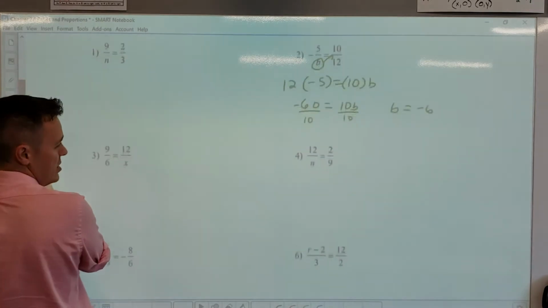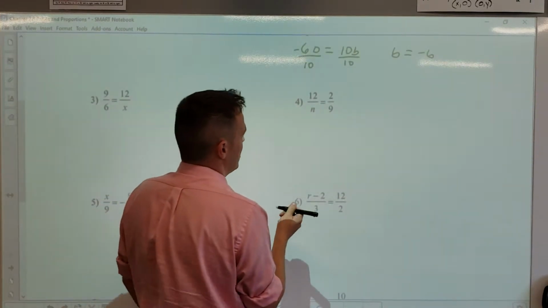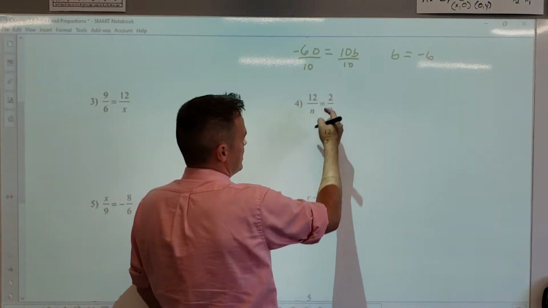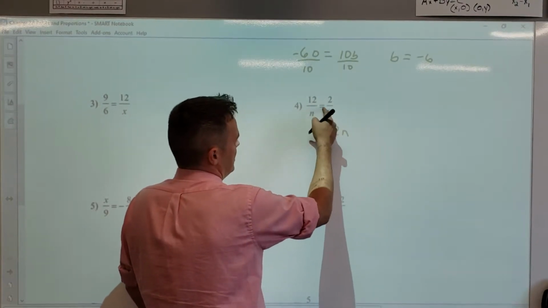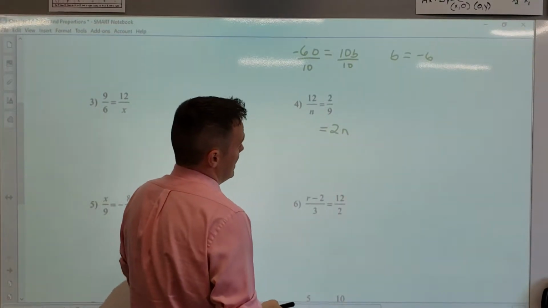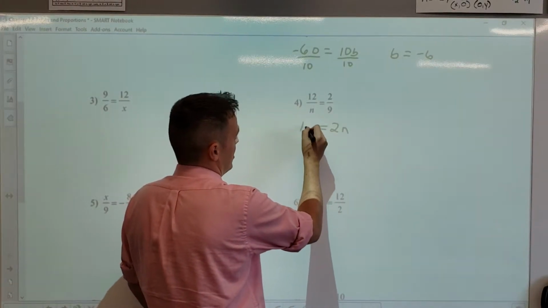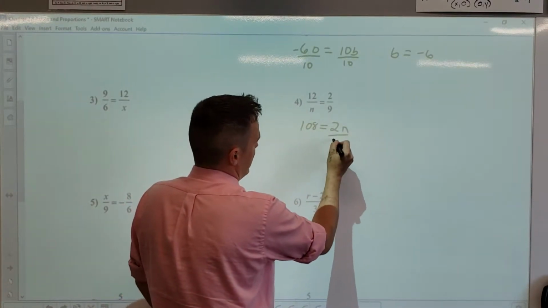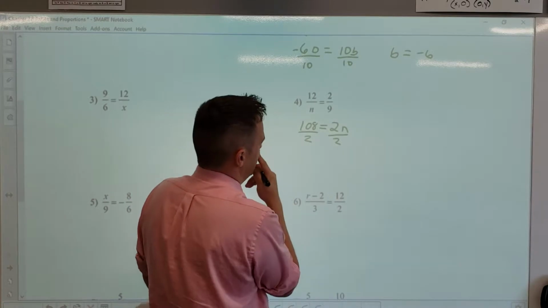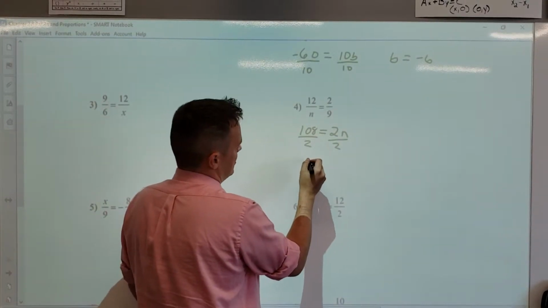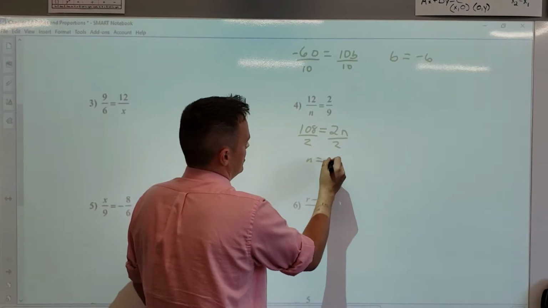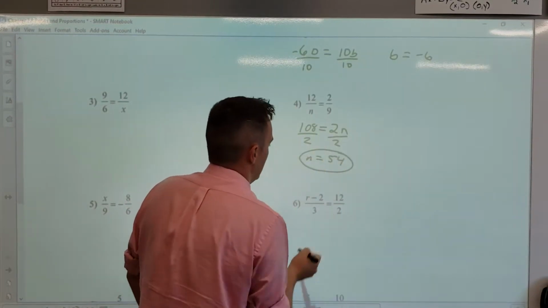Number 4, same setup here, okay? Now I'm gonna go faster. I'm just gonna multiply this. So it's gonna be 2n equals, and then 9 times 12, which is 8, carry the 1, 108, and then you divide by 2, make sure that's 8. Yes, okay, divide by 2, and then n equals 54, okay?